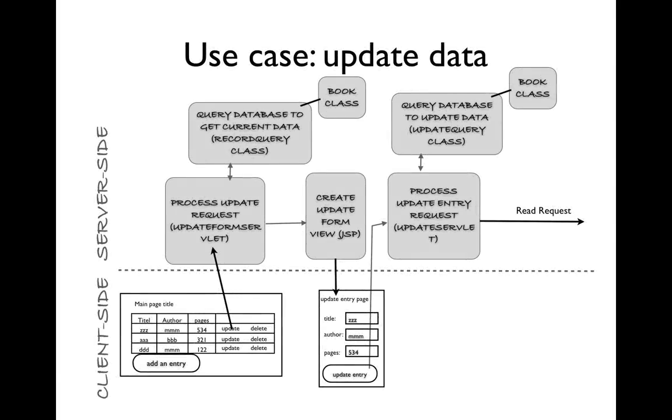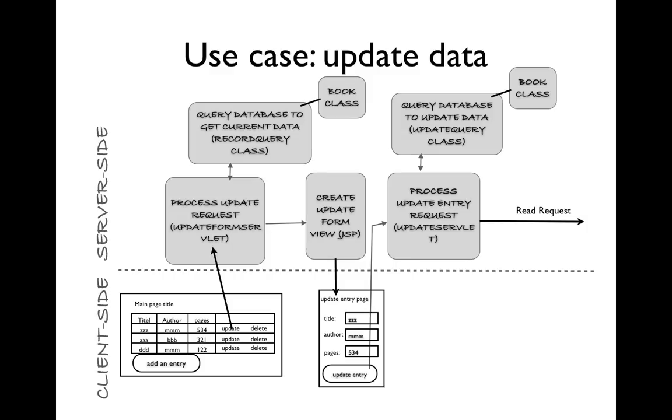Here's our swim lane diagram, which we use to see the components that we'll need to create to make the update use case happen. Again, on the client side, the user will click the update link. We'll then go to an update form servlet. This will have to query the database so that we can create the update form. We need to get the data from the current record selected. So we'll have a record query class that will let us do this. We'll use the book class as necessary. Once the record query and the update form servlet are finished, control of execution will then move to the form view JSP for the update form.